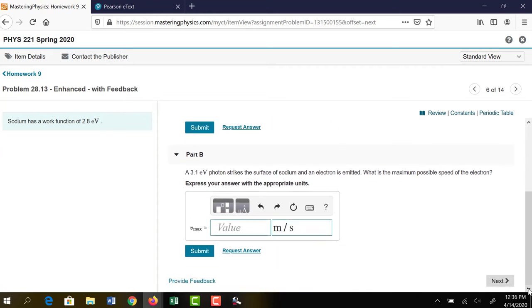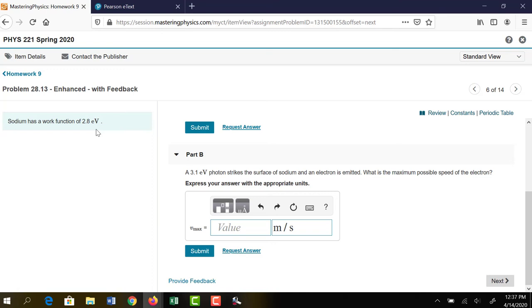And then part B, a 3.1 eV photon strikes the surface of sodium. Okay, so that's bigger than the work function. So there's some left over. What's the maximum possible speed? Okay, so if a 3.1 eV photon comes in, you're using 2.8 eV for just freeing it from the surface. You've got 0.3 eV left over. So that's how much energy you have.